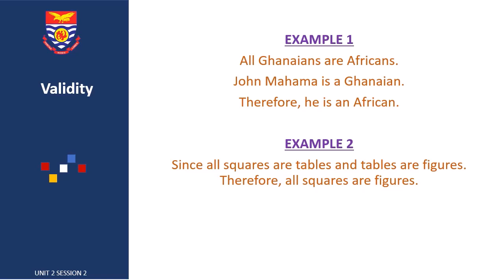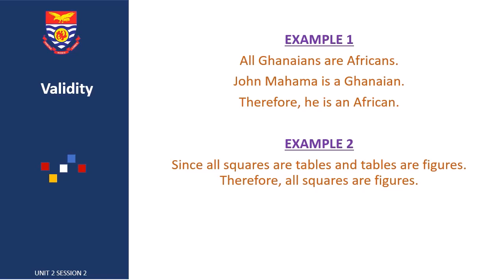identifying squares as tables would also show that if you identify a square as a table, and then you go ahead to identify tables as figures, then it will mean that squares are figures. And that is why the argument reads that since all squares are tables and tables are figures, therefore all squares are figures. So this makes a valid argument.